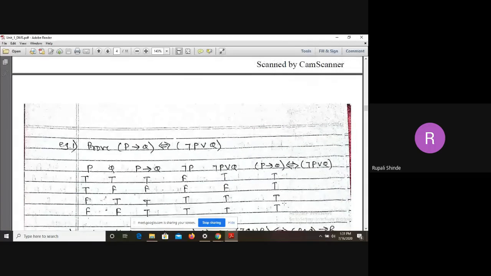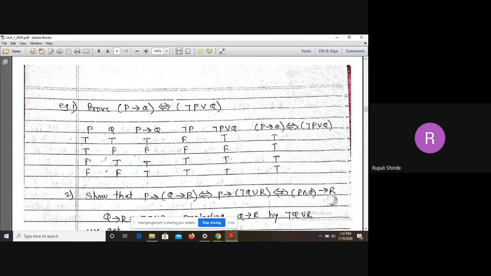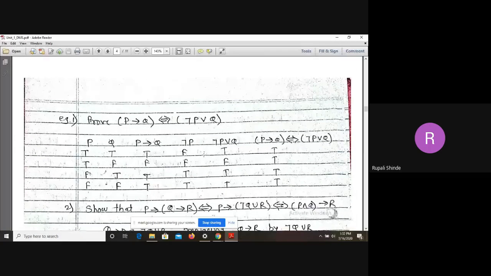Now check the last column. Your last column contains all the values as T. That's why we can say that this is a tautology. So the given formulas are equivalent. So in this way, we can show equivalence between any two formulas. This is the first method.